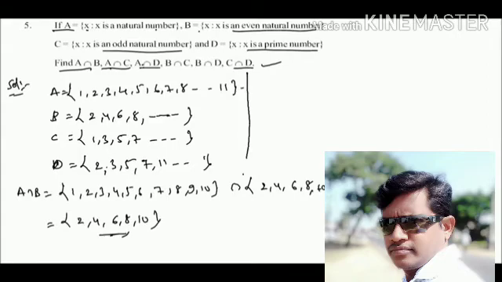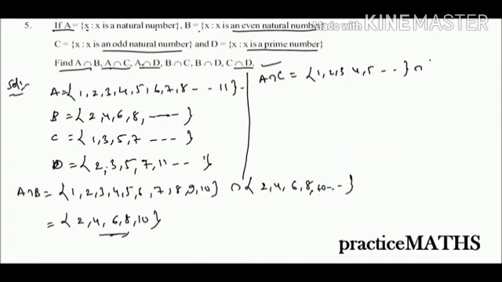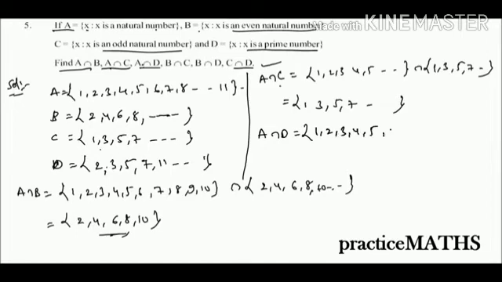Now we need to find A intersection C. A means 1 2 3 4 5 and so on, and C is the odd number set, 1 3 5 7 and so on, up to 9 10 like that. So what is the intersection? A intersection C is C only, so 1 3 5 7 will come like this. And for A intersection D, A means 1 2 3 4 5 6 like this.